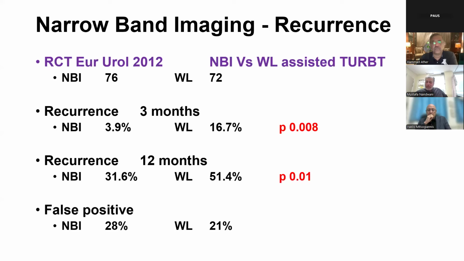And if we see some randomized trials, again it says the 3 months recurrence periods with the white light and the narrowband imaging were less. So that was statistically significant, and it has shown that in the long run, the 12 months recurrence-free survival was more with narrowband imaging. So that's how the results are.